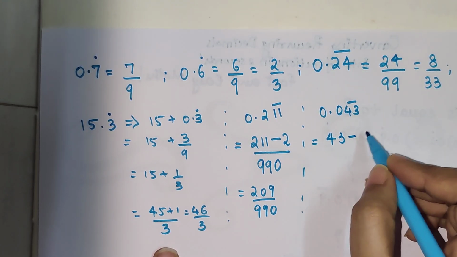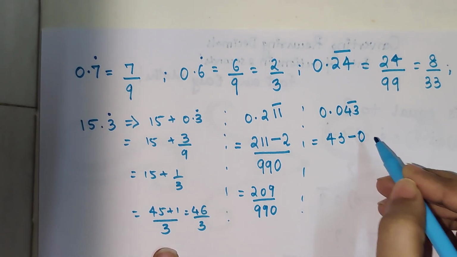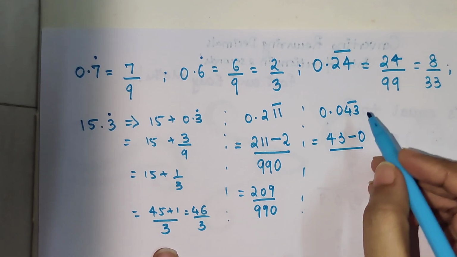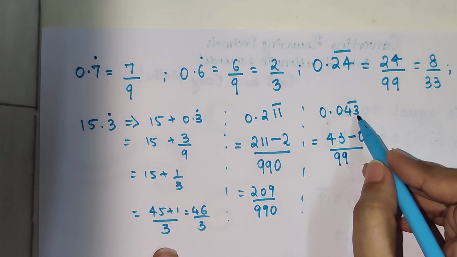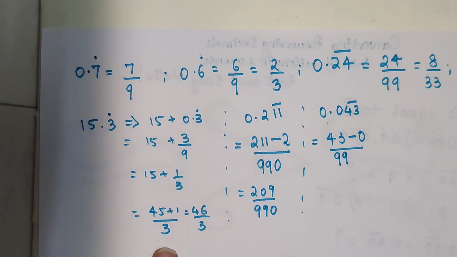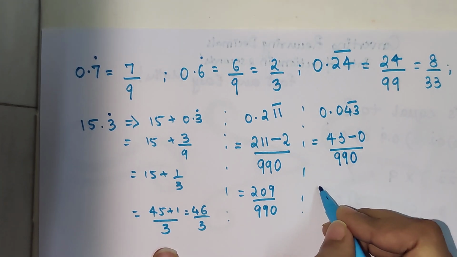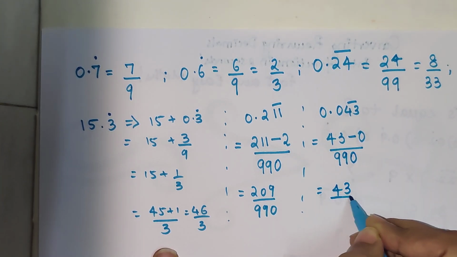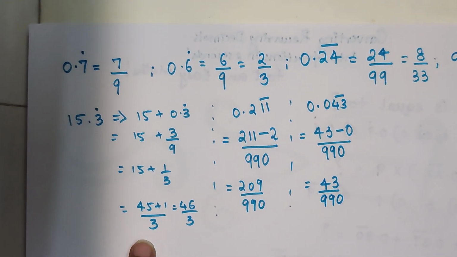Now we are subtracting it with the number which is not repeating. Here we know it is 0, so we are going to subtract by 0. Now what will we be dividing by? We'll be dividing by 99. Why 99? Because there are 2 digits which are repeating. And what is the digit which is not repeating? 0. And how many digits are not repeating? Just 1. So we're just going to put 1 0 over here. So my final answer would be 43 upon 990. If you have doubts, you can use your calci and get your answers checked.